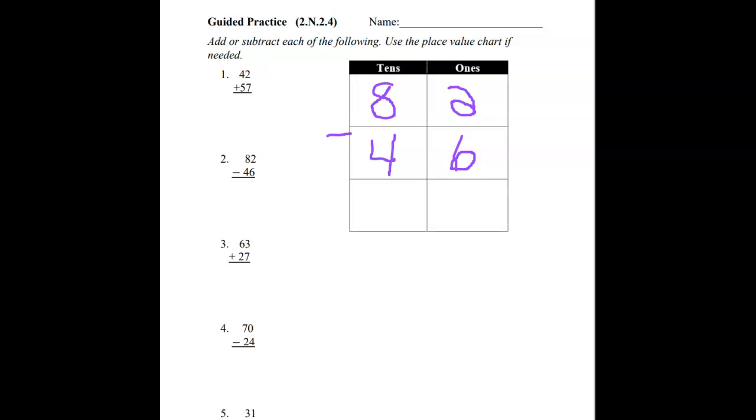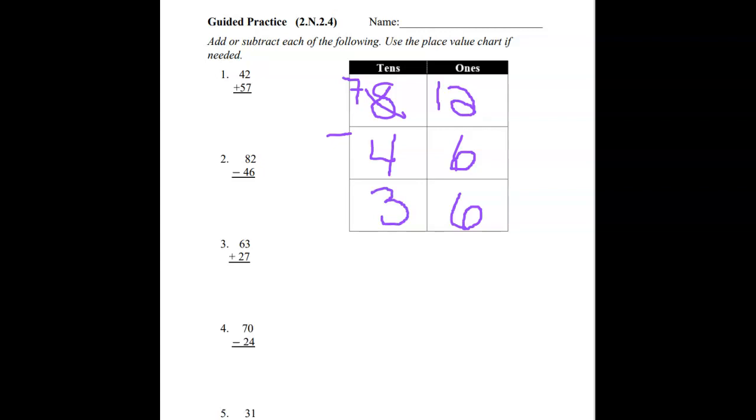Remember we have to start with the ones column. 2 minus 6. We can't do 2 minus 6, so we're going to have to borrow. Okay, so we're borrowing 1, so we've got to take away 1. So that becomes a 7. And we got to give 10 to here, so now that becomes 12. 12 minus 6 is 6. 7 minus 4 is 3.